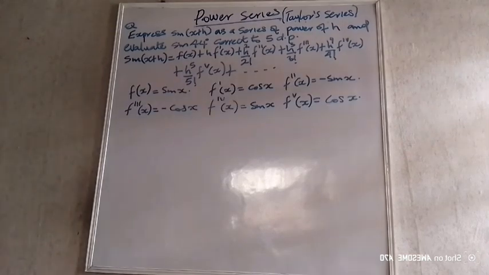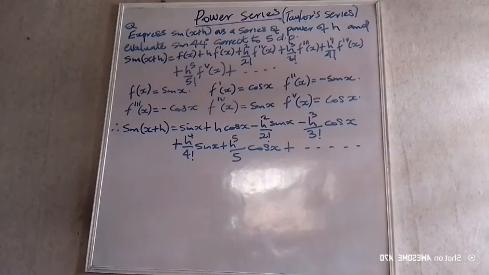Now from Taylor series, f(x) is sine x, and when you differentiate f(x), it will give us the first differential, which is cos x, and we continue to differentiate them in terms. So the second one will be minus sine x, third is minus cos x, fourth is sine x, and fifth is cos x. Now let's slot it straight into the expression.